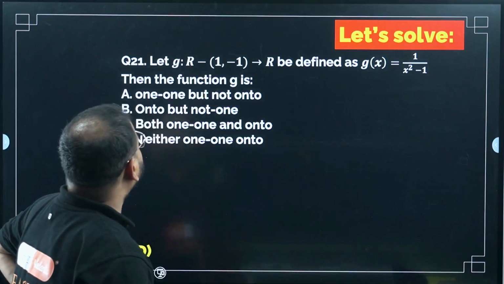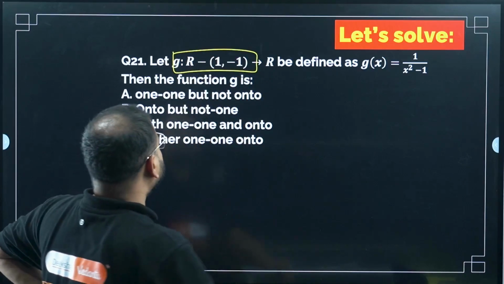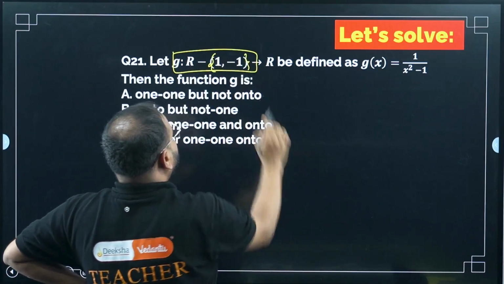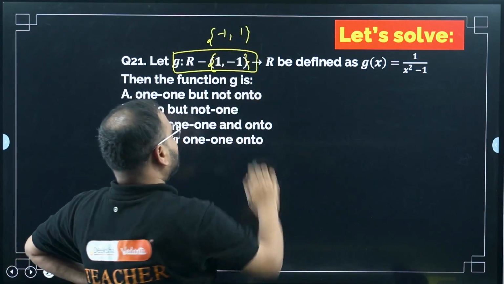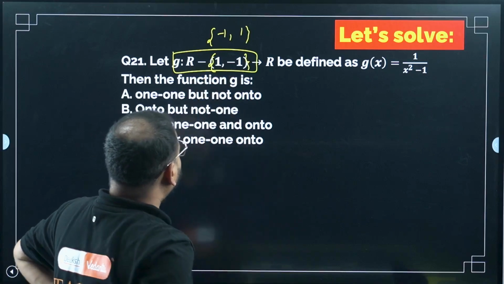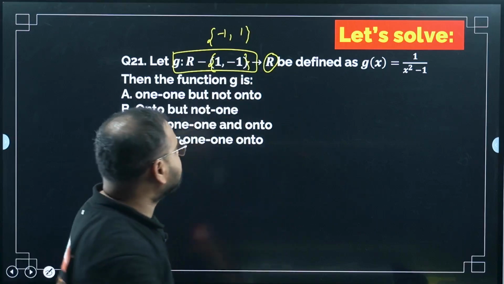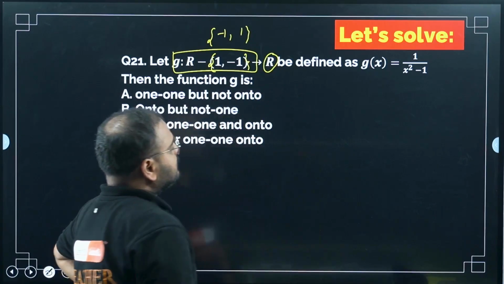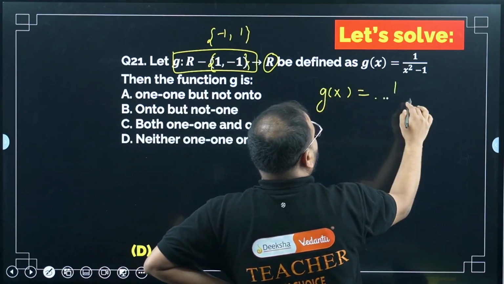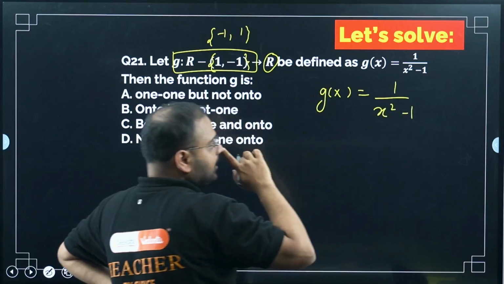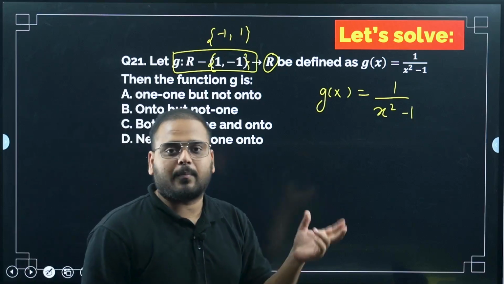Okay, moving on to the next question. Let g be a function defined like this: the domain is R minus {-1, 1}, meaning minus 1 and 1 are not part of the domain, not a small bracket but like this, and the range is just R. So the domain excludes minus 1 and 1, range is R. Now the function is given as g(x) equals 1 upon x square minus 1. We have to check both properties, whether it is 1, 1 and onto.